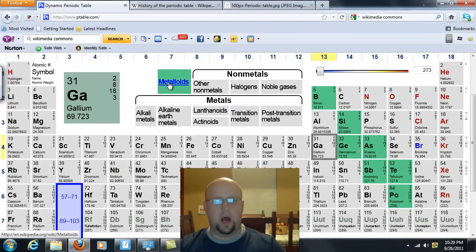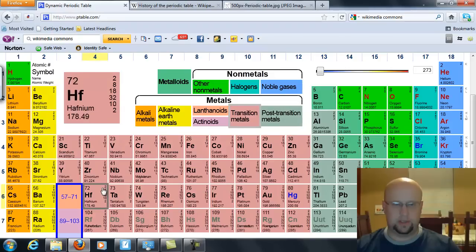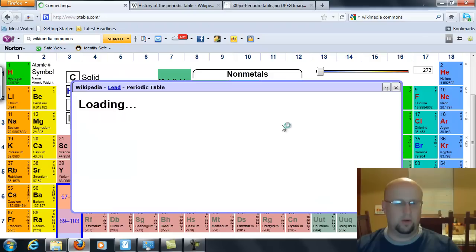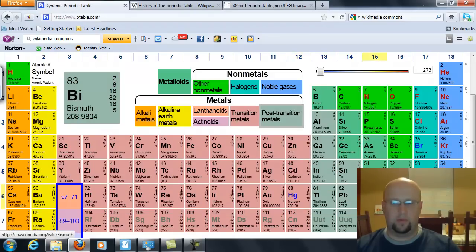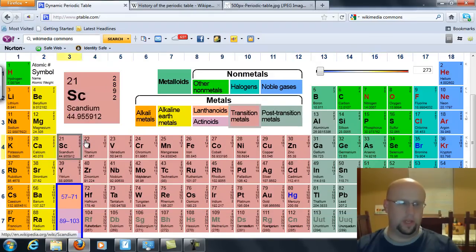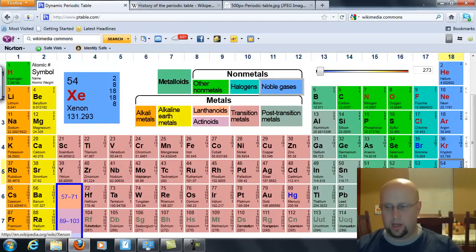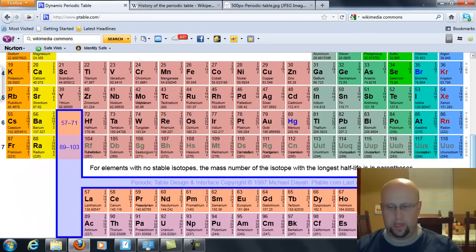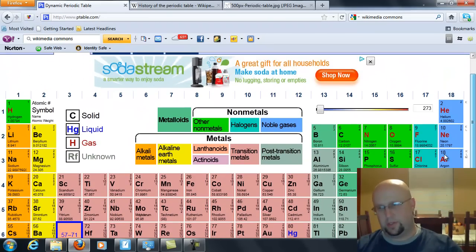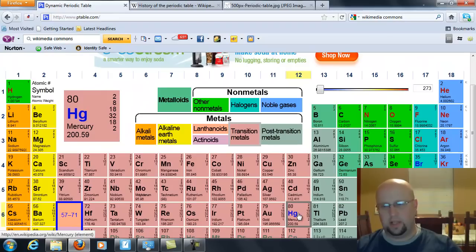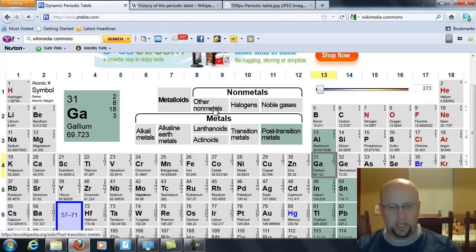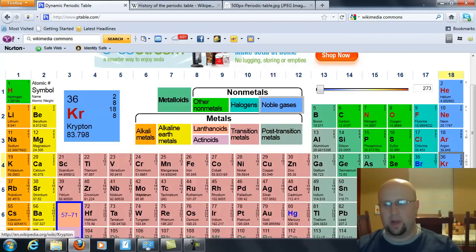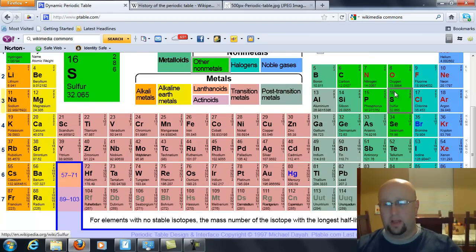Everything to the left of that staircase, all this area over here and the stuff down on the bottom that we'll get to in a little bit, those are all what we call metals. Everything that touches the staircase or is part of the staircase is a metalloid. And everything to the right of the staircase is a non-metal. You'll notice that that's not a lot: this little green group here, group 17, the halogens, and then the noble gases over here.